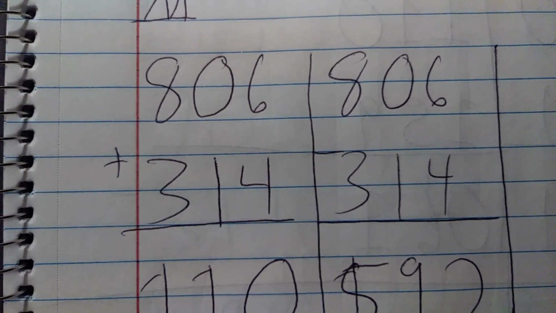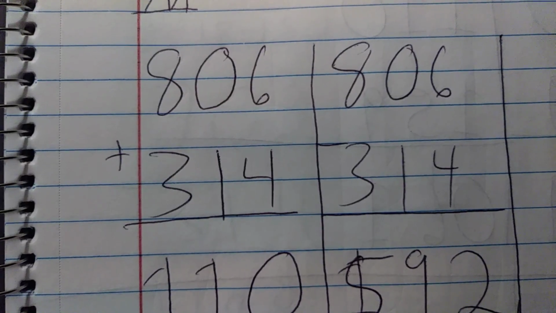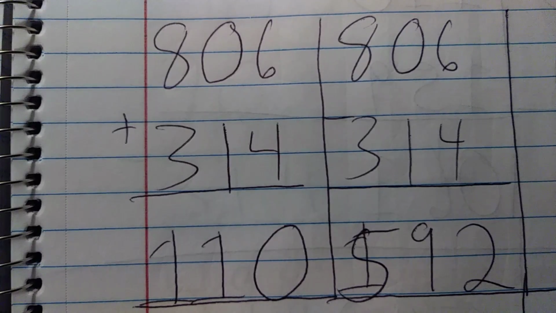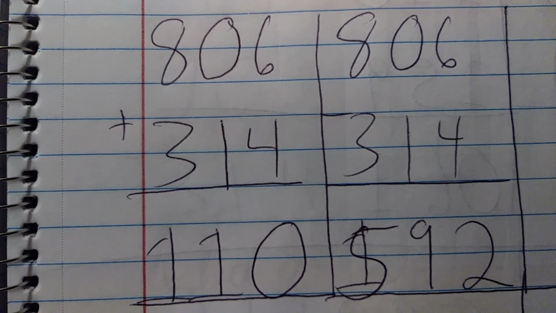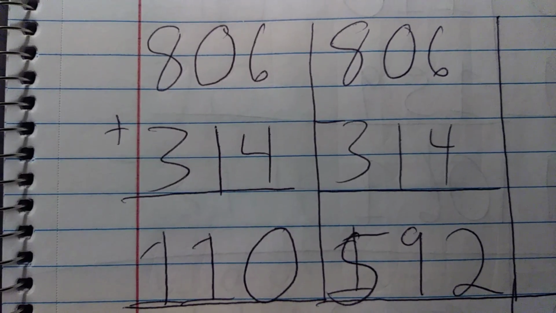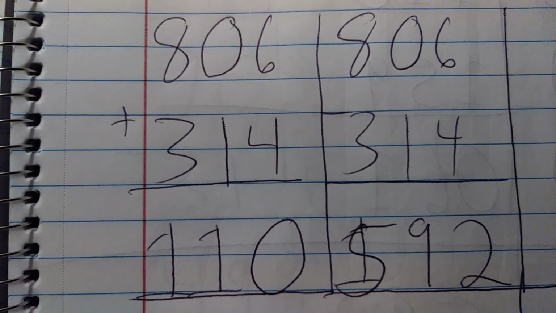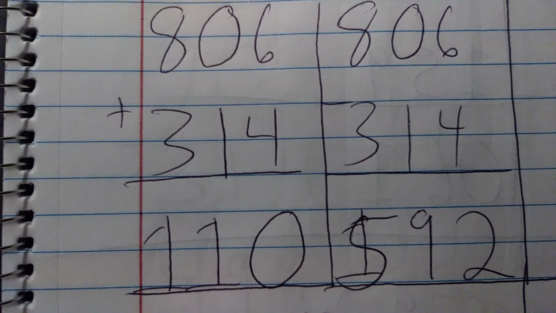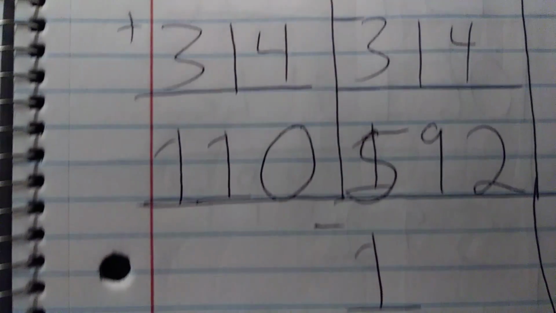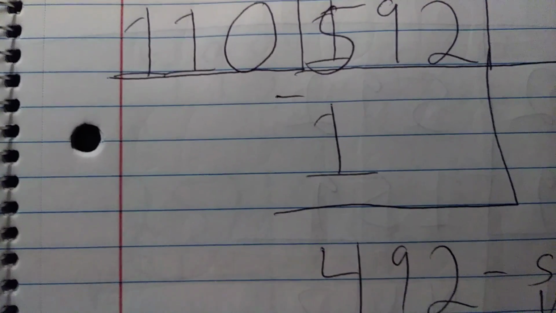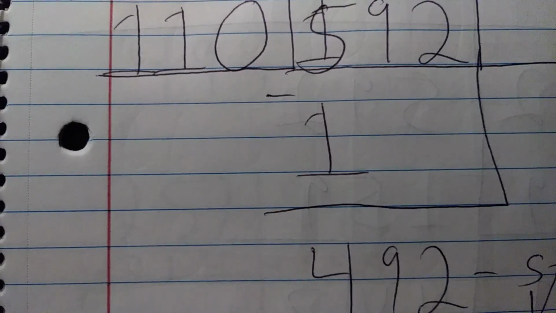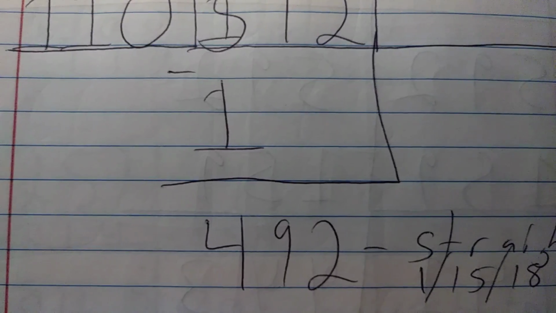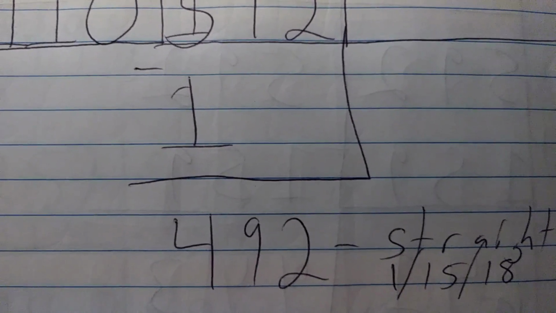You're going to mirror the 351. You're going to add 314, so 8 plus 3 is 11, keep the 1. 0 plus 1 is 1, and then 6 plus 4 is 10, keep the 0. And then subtract off 314, so 8 minus 3 is 5. 10 minus 1 is 9. And then 6 minus 4 is 2. You're going to subtract 1 off the 592, bring 92 down, and then 5 minus 1 is 4. And that was a straight hit on January 15th.